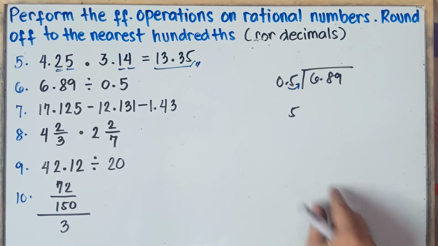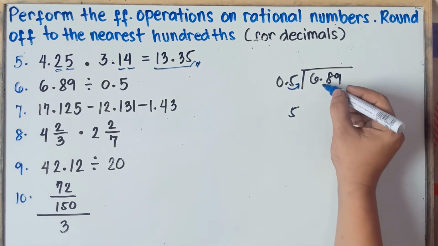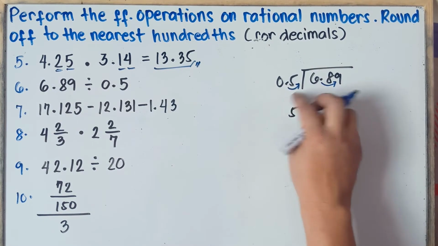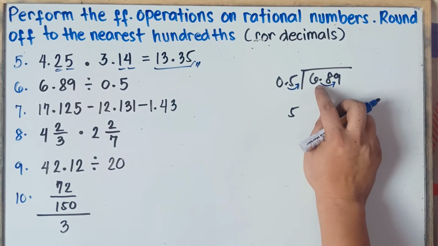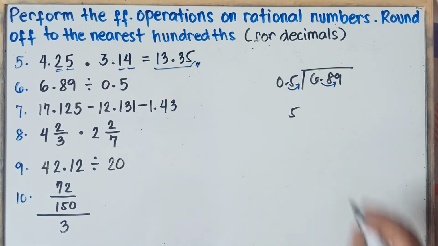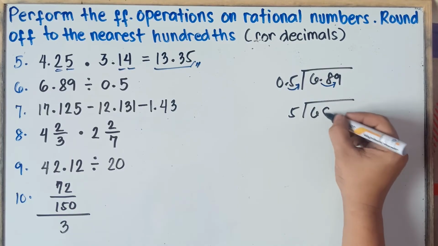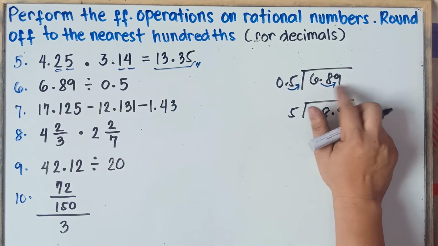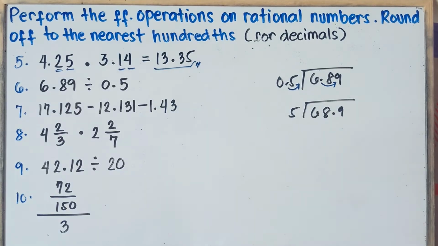Now, once you move the decimal point left to right once on your divisor, you also do that to the dividend. So simply move the decimal point left to right once. So this will be 68.9. The decimal point will be in between 8 and 9. So 68.9. And then simply divide, class.